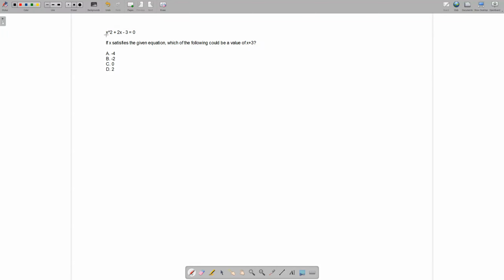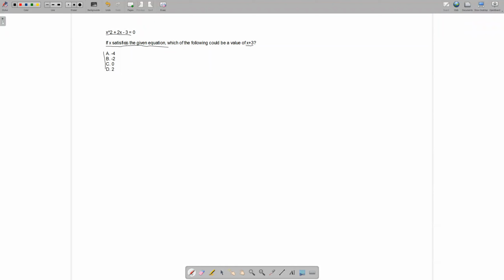All right, so for this question, we're given this quadratic equation here, x squared plus 2x minus 3 equals 0. And our question that we need to answer is, if x satisfies the given equation, which of the following could be a value of x plus 3? And then we're given our answer choices here.